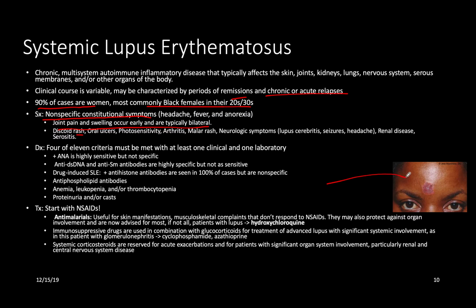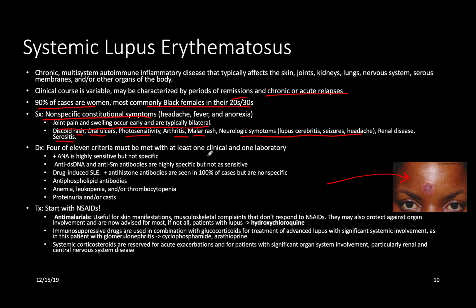So let's look for that discoid rash. In this image here is where we see the discoid rash. Oral ulcers, photosensitivity, arthritis, that malar rash, this is step 2. They're not just going to give you a butterfly rash, right? We need to be able to identify some of this other clinical stuff. You can even have neurologic symptoms, so cerebritis, seizures, headache, renal disease, obviously, and serositis. Any serosal membrane can become inflamed, so that includes their pericardium, giving us a pericarditis, our pleura, giving us pleuritis.